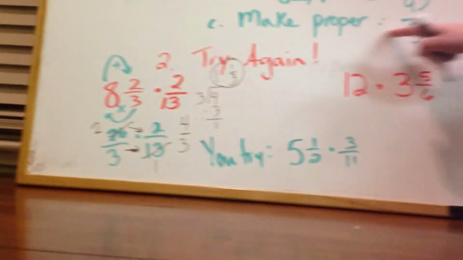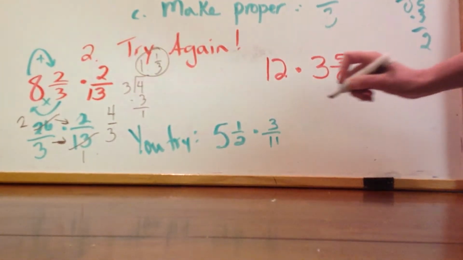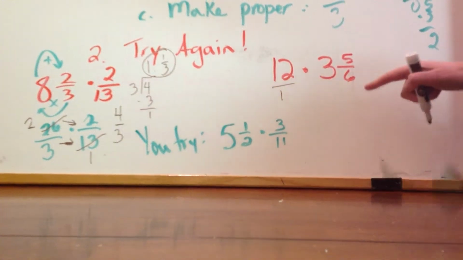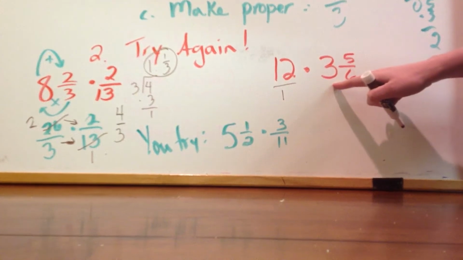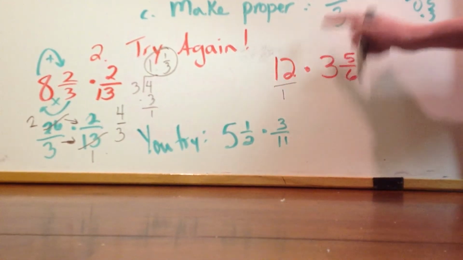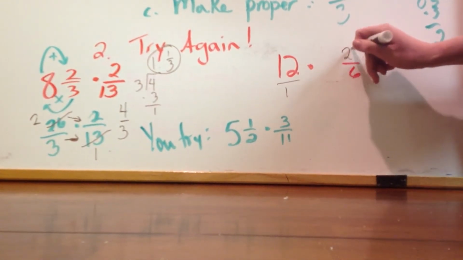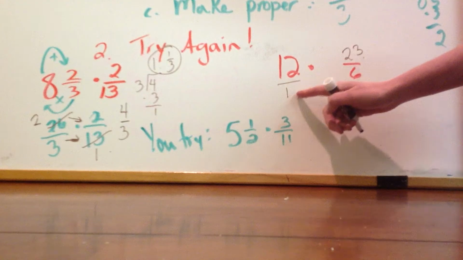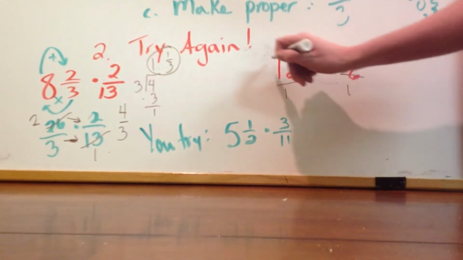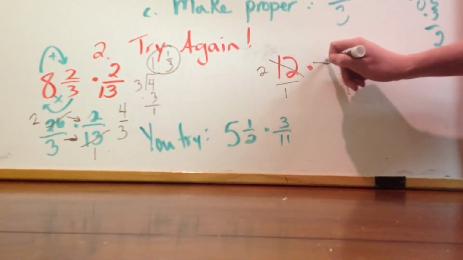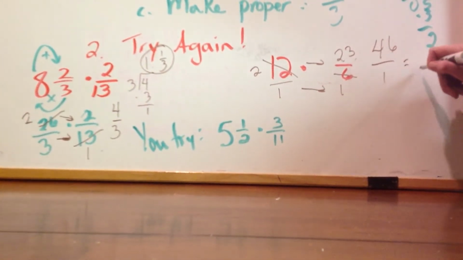Let's try again over here. We have 12 times 3 5/6, so we need to turn them both into improper fractions. 12 becomes a 12 over 1. 3 5/6, we're going to do a little loop-de-loop. 6 times 3 is 18, and 18 plus 5 is 23. So now we're going to do our cross-canceling. There's a 1 and 23, so nothing happens there. We have 6 and 12. 6 goes into 6 one time, and 6 goes into 12 2 times. We're going to multiply straight across. We end up with 46 over 1, which is really just a 46.